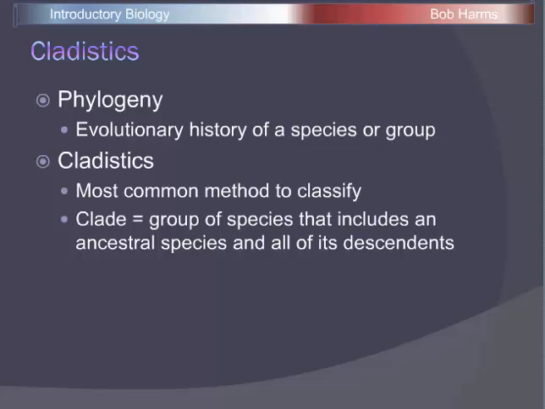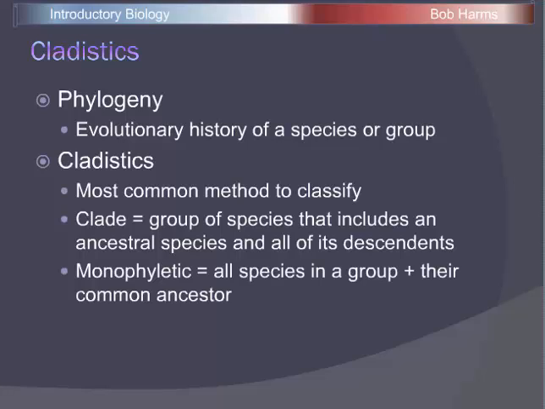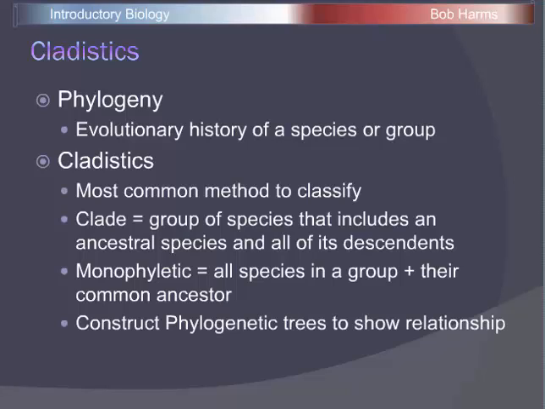What we're really interested in when we do cladistics is identifying what are called monophyletic clades. I know some of this vocabulary is getting a little heavy duty. Mono means one, and phyletic has to do with phylogeny, or one group of species. So a monophyletic clade would be a group of species plus their common ancestor. That means all these species are very closely related to each other, and they can all trace their ancestry back to this one common ancestor.